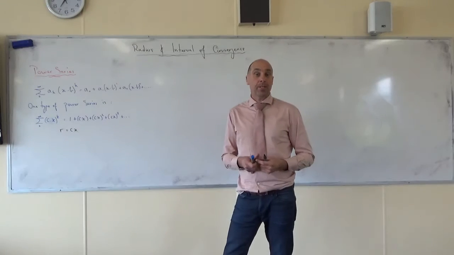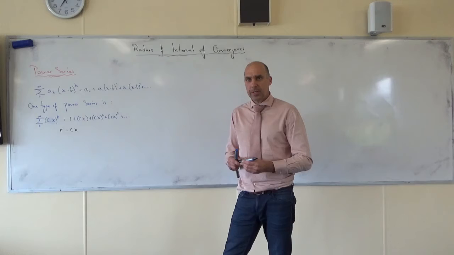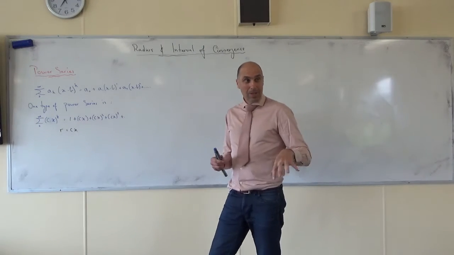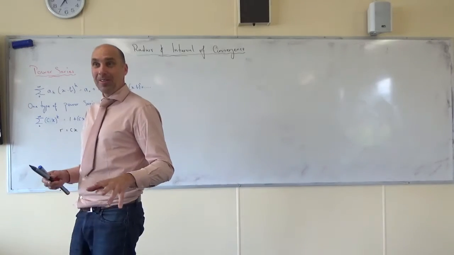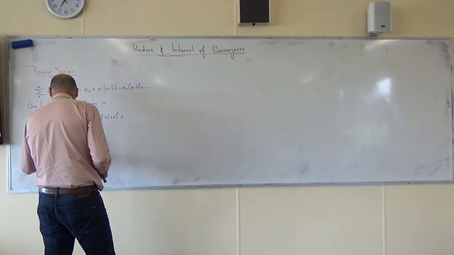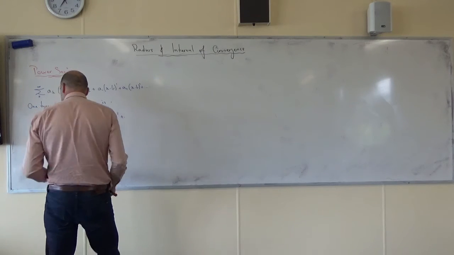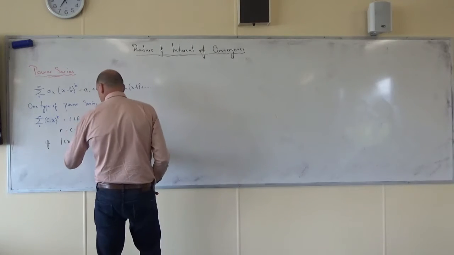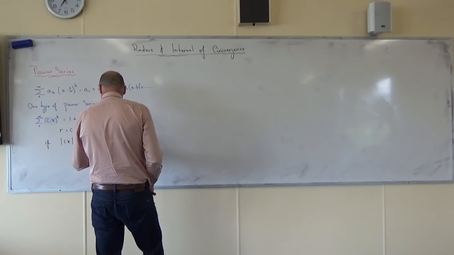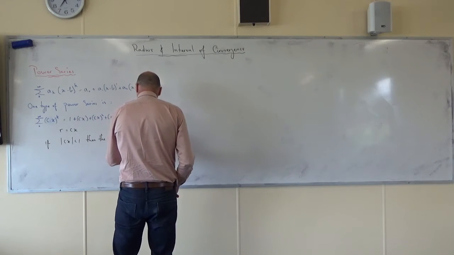What will cause this power series to converge? And we did this last year. Do you remember doing this? What will cause that power series to converge? It's when the common ratio is less than 1. So if the absolute value of the common ratio is less than 1, then that series will converge. Good.